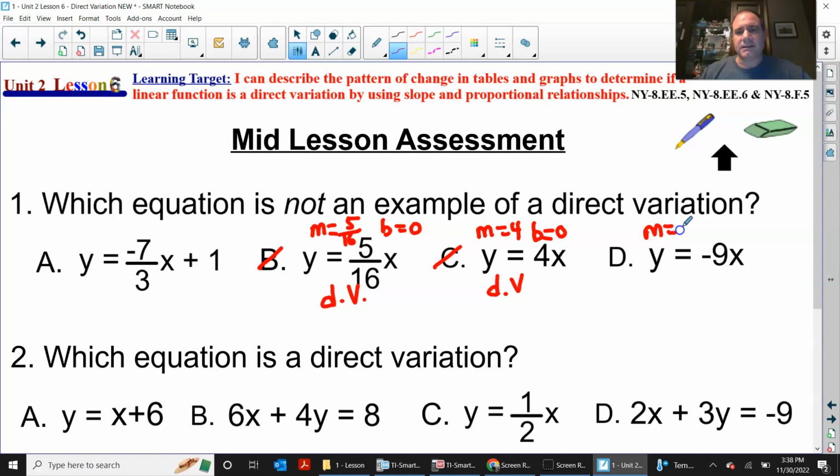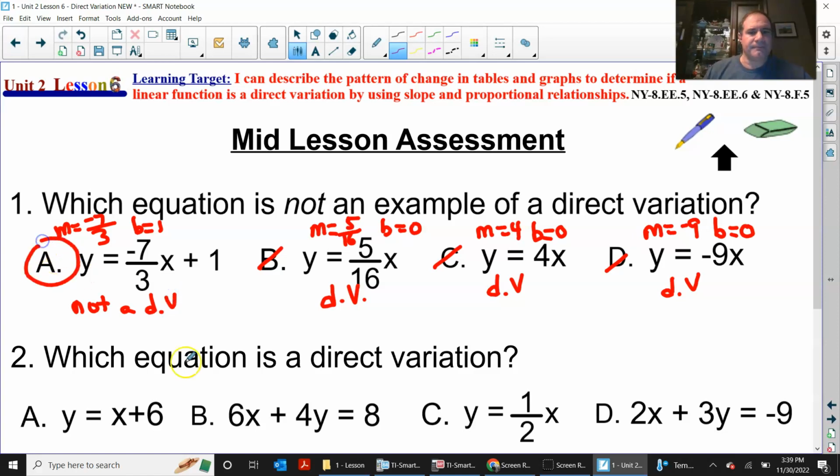This m is negative 9. The b is 0. This is a direct variation, put in DV. This m is -7/3. The b is 1. This is not a direct variation, not. This is the one they're looking for.